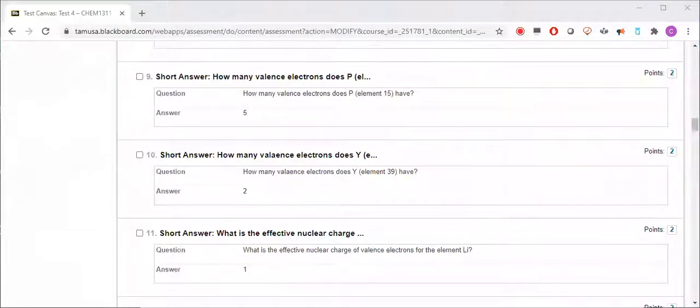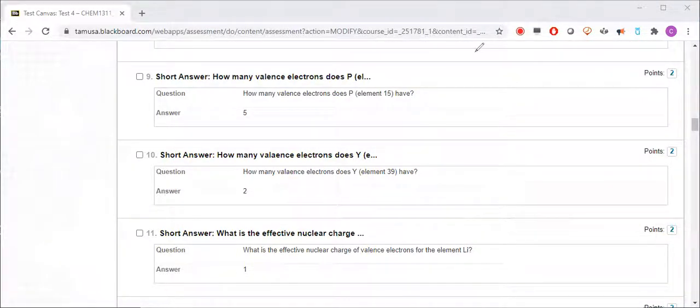How many valence electrons does Y have? So Y has the electron configuration of krypton. Then it's 5s2, 4d1. 5 is the highest energy level. There's 2 there, so that's why it's 2.